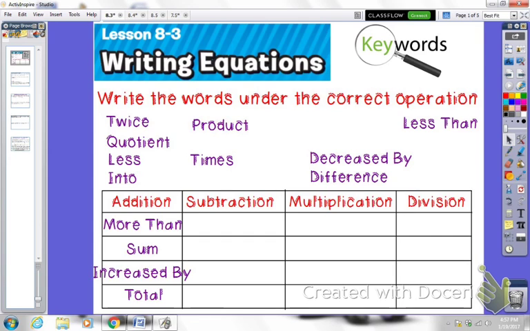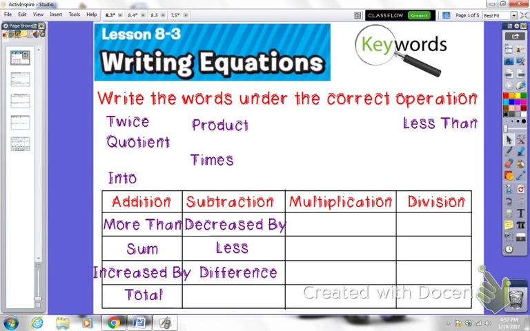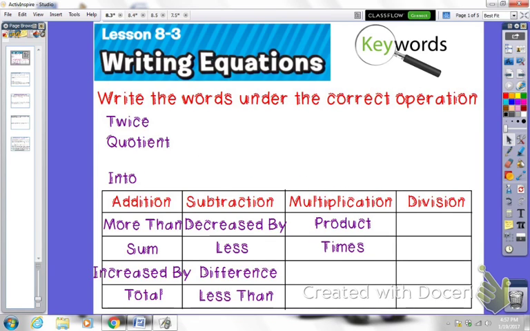The subtraction words are decreased by, less, difference, and less than. Okay, there are three words from what's left that mean multiplication. One is the word product, times, and twice, which means multiplying by 2. And then you have two words left, and those are your division words, quotient or into.